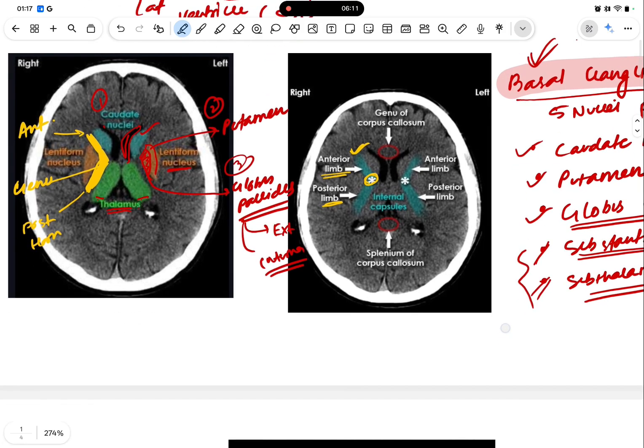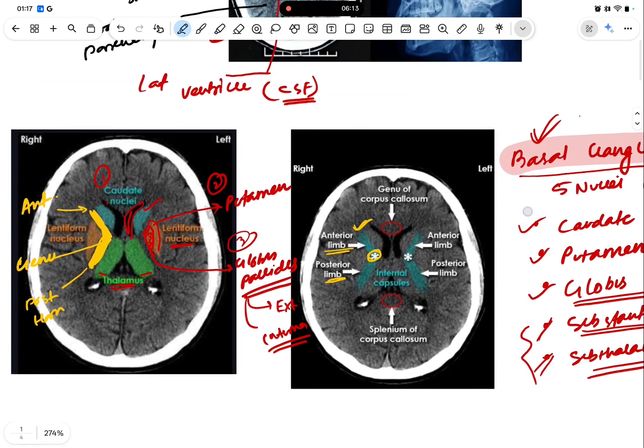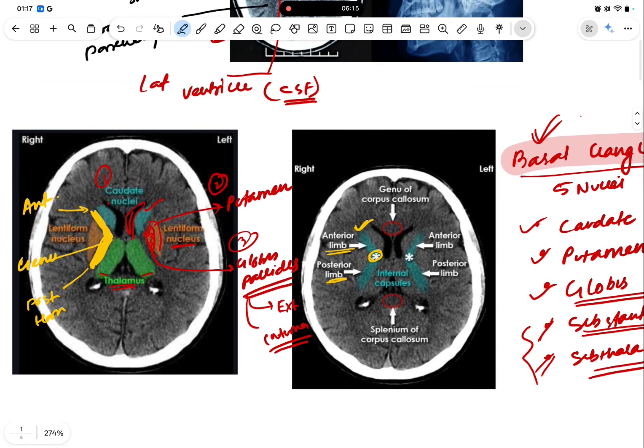Okay, so these are some important parts, because there can be a CT scan where the bleeding can be, or a hyperdense lesion can be present here. So we can call it basal ganglia hemorrhage, or the other way, hemorrhage in basal ganglia.